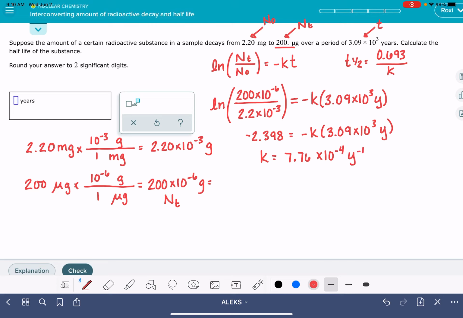Now that we know k, we can plug k into the equation to calculate our half-life. I'm going to do that in a different color. Our half-life is 0.693. We're going to divide that by the rate constant, 7.76 times 10 to the minus 4, inverse years. And that gives us a half-life of 893 years. ALEKS wants this to two significant figures, so we're going to go 8.9 times 10 to the 2.